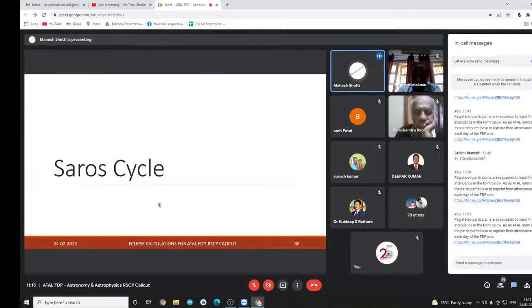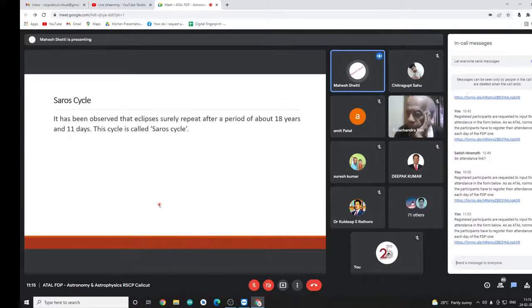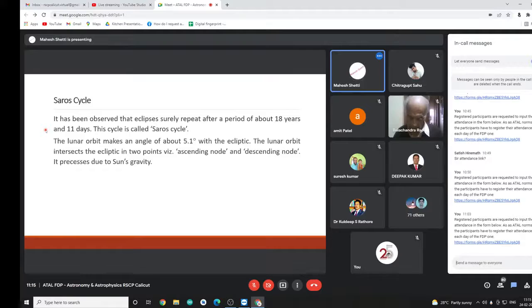There is an interesting concept called Saros cycle. What is the Saros cycle? It has been observed that eclipses surely repeat after a period of about 18 years and 11 days. So this cycle is called Saros cycle. The lunar orbit makes an angle of about 5.1 degrees with the ecliptic. We have seen this. The lunar orbit intersects the ecliptic in two points, ascending node and descending node, and it precesses due to the sun's gravity. So this ascending and descending node slowly turns in a backward direction.